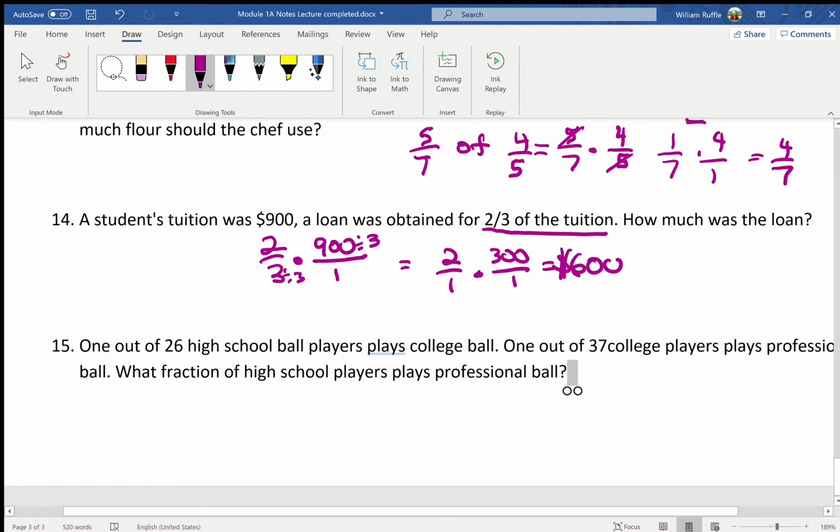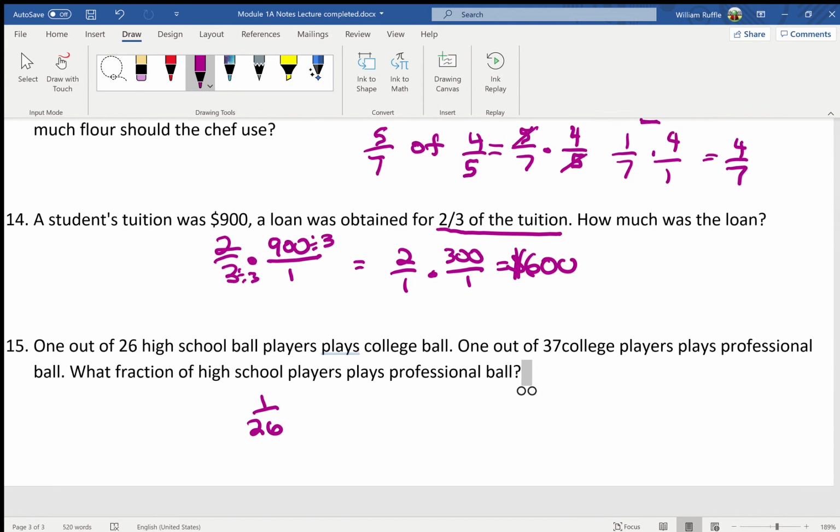Okay. And this last one is kind of evil. I think they've taken it off the quiz again. But 1 out of 26 high school players play college, and then 1 out of 37 plays professional ball. What fraction of high school? So it's 1/26 of 1/37. And nothing reduces here, so that stinks. And we have to do, well, the top is super easy. 1 times 1 is 1. I can handle that. 37 times 26. 26 times 37. Occasionally we will have to do this, and I will walk you through one. Hopefully this does not happen often. It's bad luck if it does, but I do want to show you.